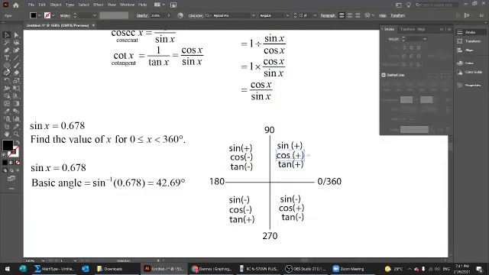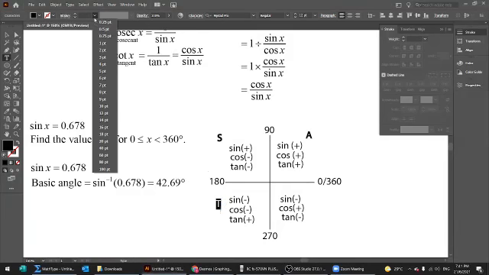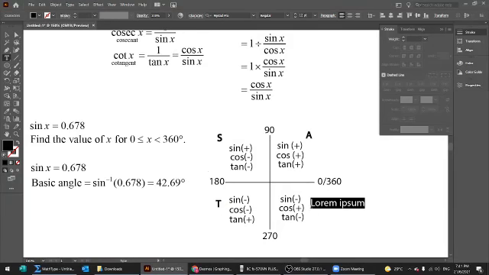Now, because of this, you can see that here all of it is positive. That's why I call this one A. Here, what is positive? Sine. So I call it S. Here, what is positive? Tangent. So this is tangent positive, T. Here, what is positive? Cosine. So C. So how do we memorize this quadrant? ASTC: Add Sugar to Coffee, or All Science Teachers Crazy. We usually use All Science Teachers Crazy.